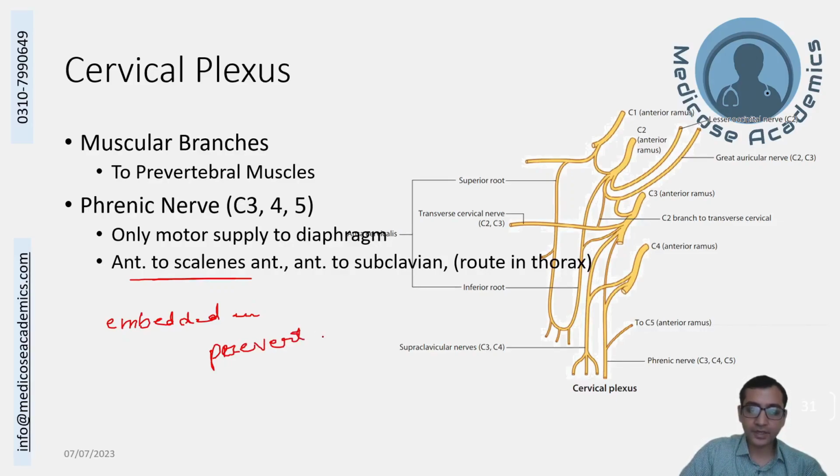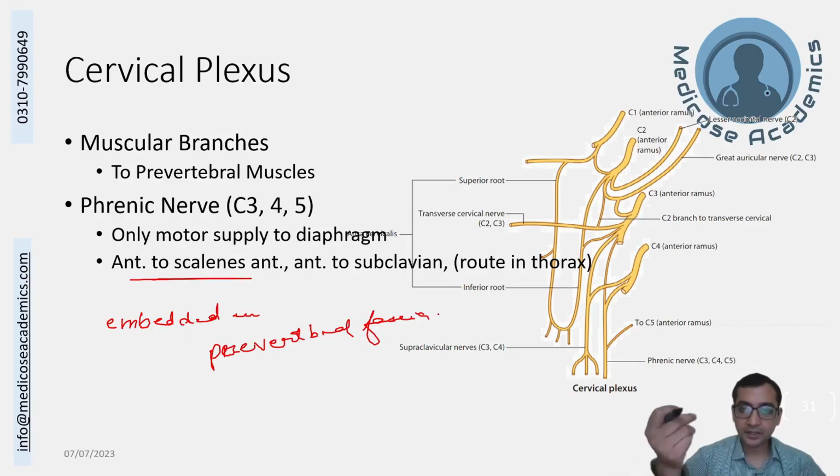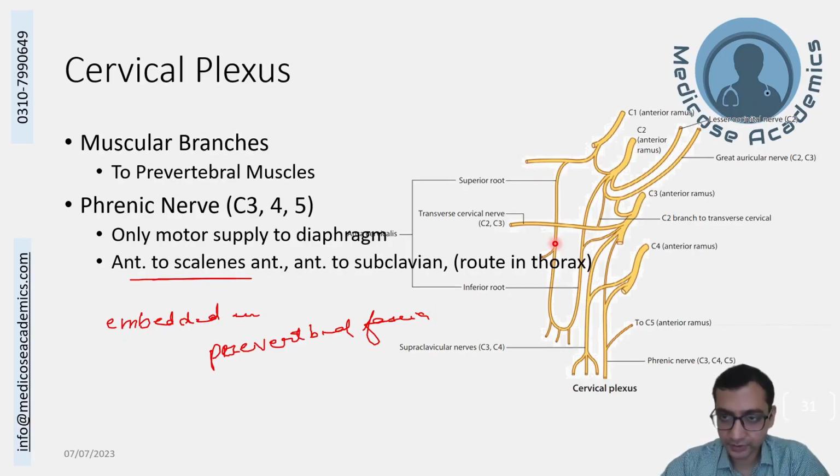Prevertebral. It is embedded in the prevertebral fascia, and it moves down anterior to the subclavian artery, all the way down to the thorax, and the rest of the supply and the root will be discussed in the thorax lectures.